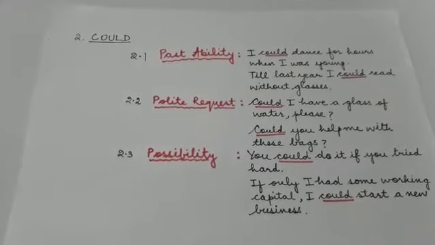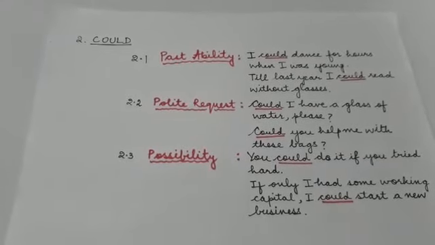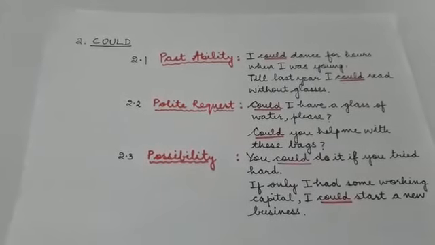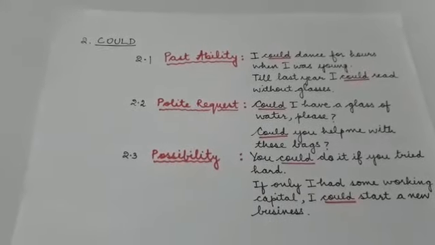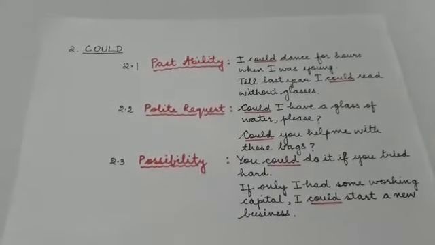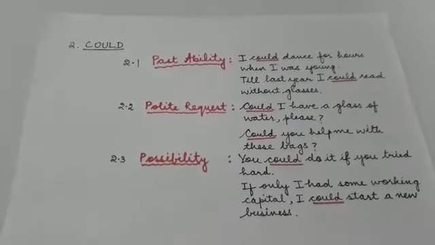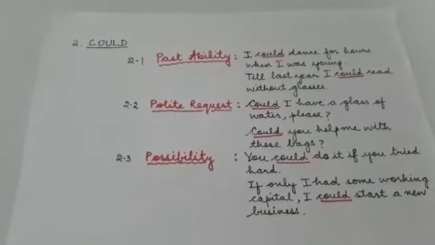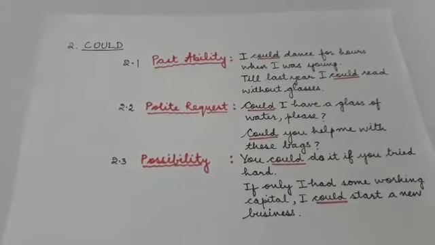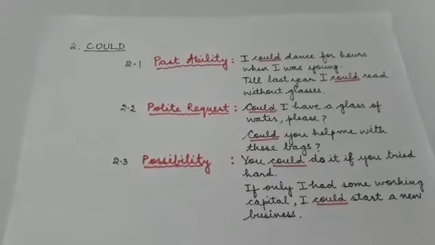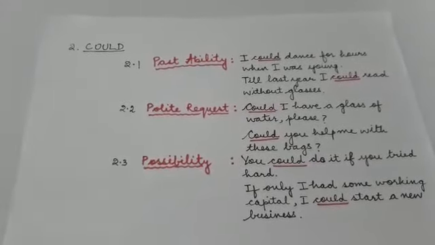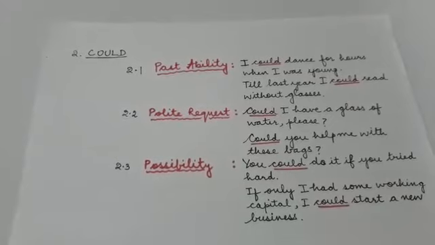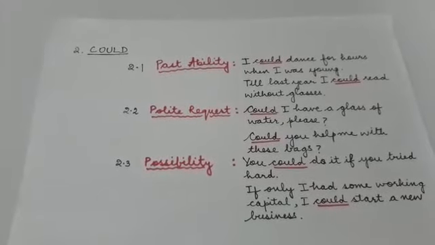Could is also used to express possibility, the third notion. For example, you could do it if you tried hard. And the second example is, if only I had some working capital, I could start a new business. So what does that mean? In the first example, that you could do it if you tried hard, it means that you would be able to do it if you tried hard. So it indicates the possibility that if you had tried hard, you could have done it. So it is an indication of possibility.